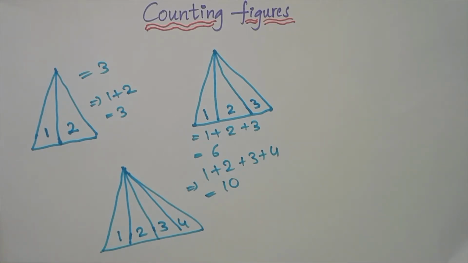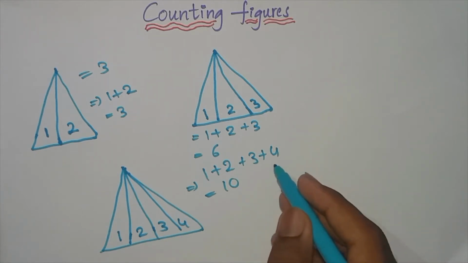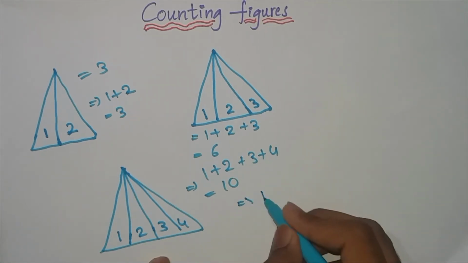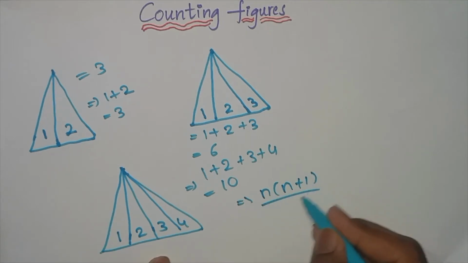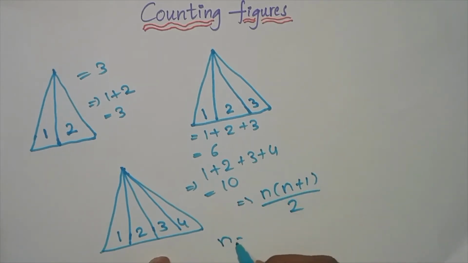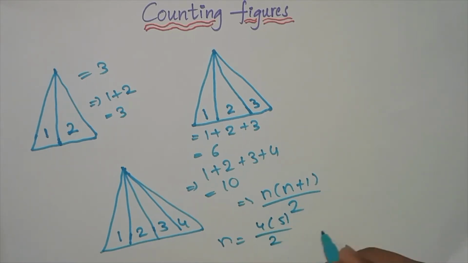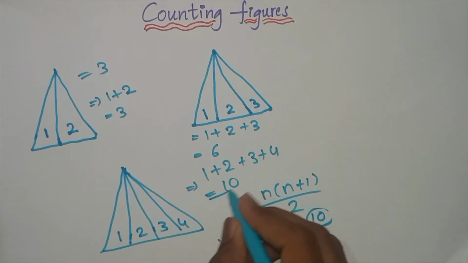We will solve some examples which are very important and asked many times in competitive exams. There is a formula. For smaller triangles this counting may be possible, but when there is a large number of triangles, there is a formula: n times (n plus 1) divided by 2. Here n is the natural number count. Here you have 4, so n is equal to 4. That means 4 times 5 by 2. The 2 cancels, so the total is 10. So here you have 10 triangles.